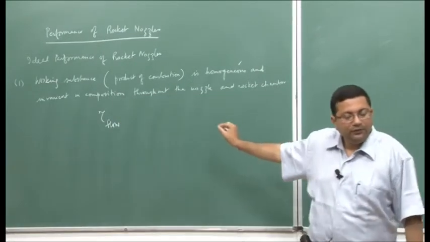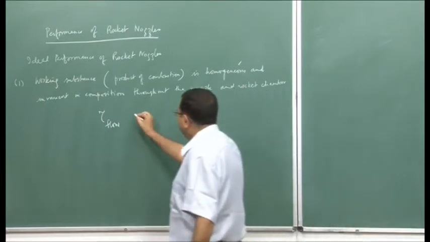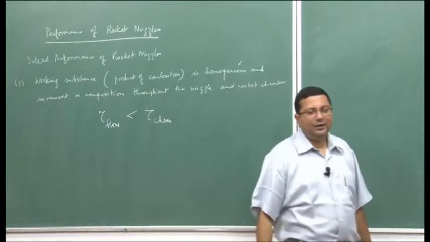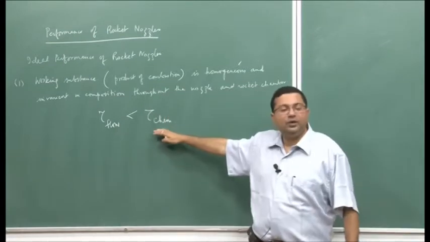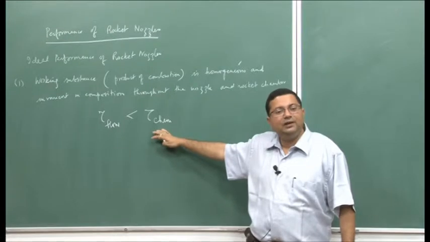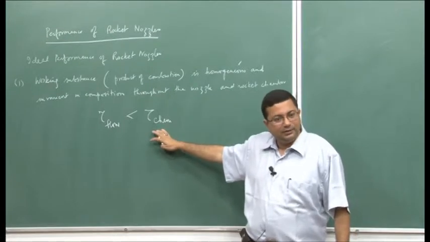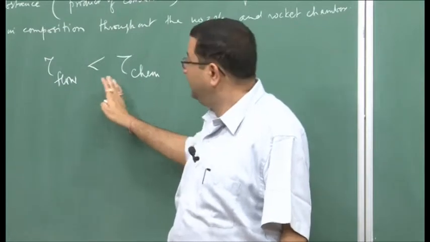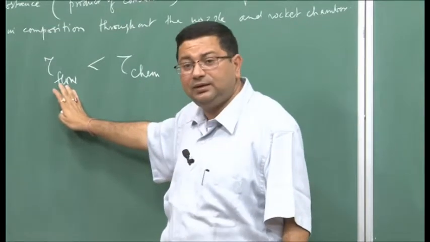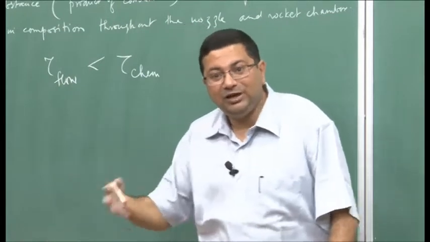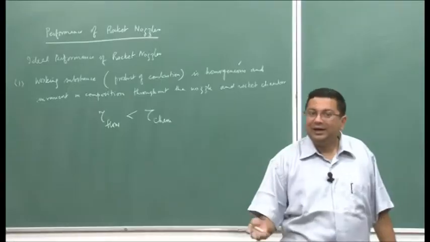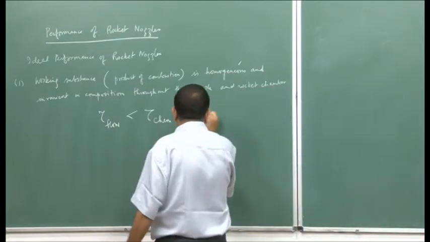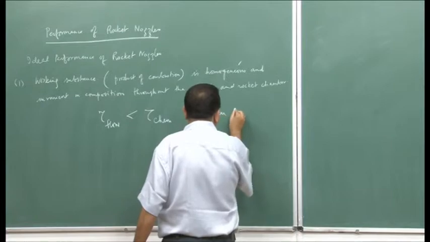If this characteristic flow time is less than the chemical time, this characteristic chemical time is because of the chemical kinetics, the time taken by the reaction to be completed, right. If the flow time is less than the chemical characteristic time, then the flow is moving faster than the chemistry can bring about the composition change. Such a flow is called a frozen flow, right? Frozen flow.